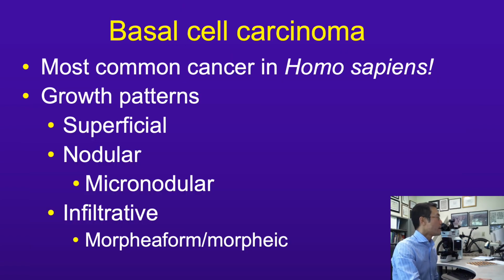And rounding out the common forms of carcinoma of the skin, we have the most common cancer in Homo sapiens, bar none, basal cell carcinoma. A variety of growth patterns, most common being superficial or nodular. Sometimes we'll see micronodular or infiltrative growth patterns, which are a little bit more aggressive, although the vast majority of these tumors are cured with local therapy.